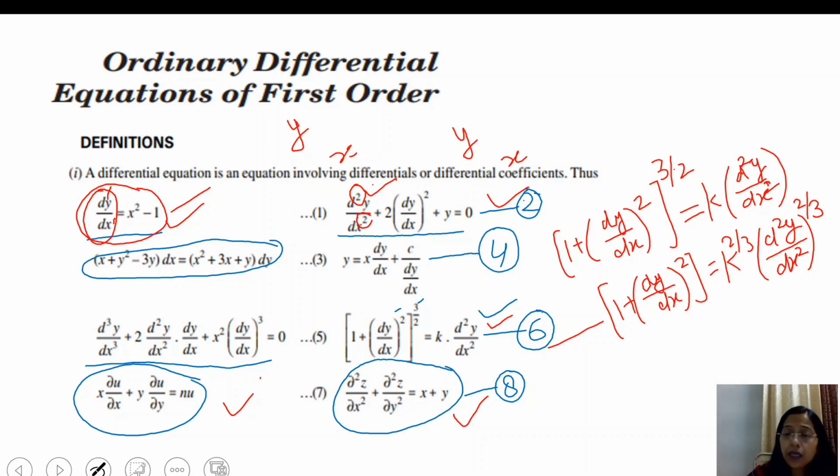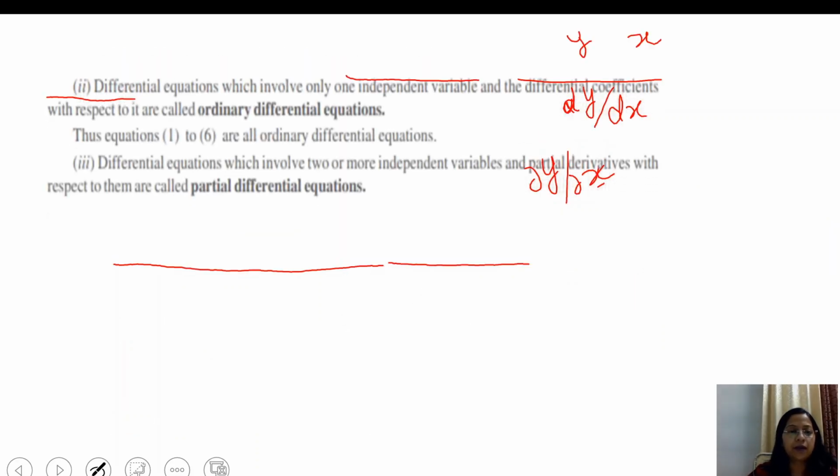Alright. Now this is a differential equation which is in simplified form, right? So also the highest order differential coefficient present in this equation is d2y by dx2. So that's why its order, means the order of this differential equation, is 2.